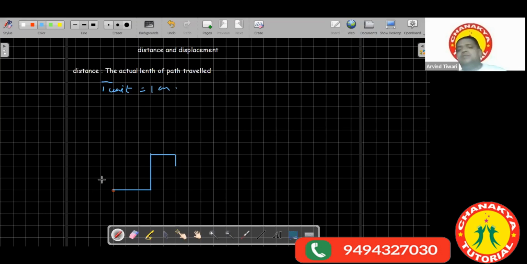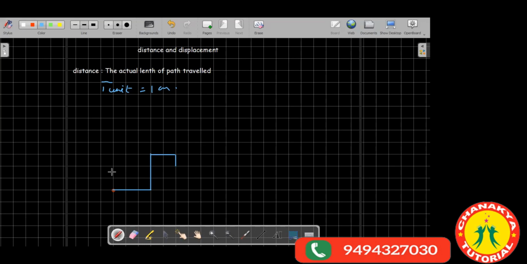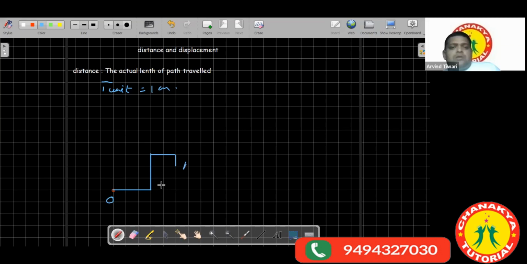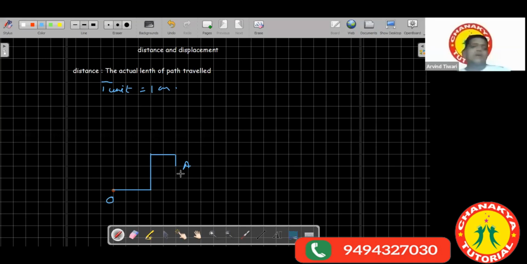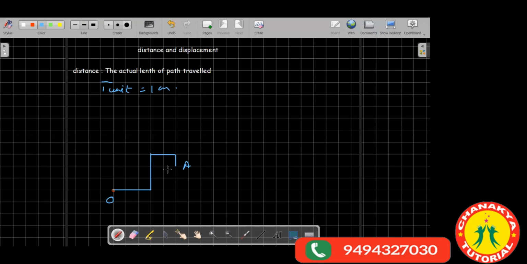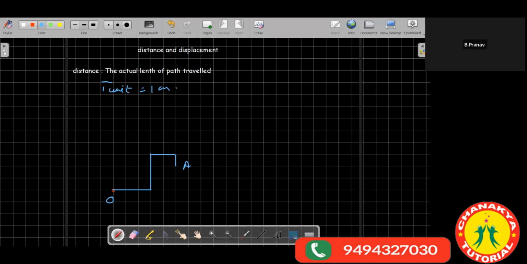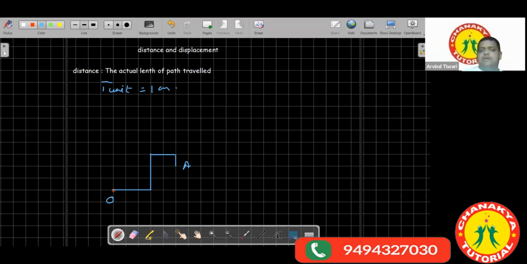Yes, Pranav, what would be the distance traveled? What distance would be traveled in this case, if someone starts from O and travels up to A along the given path? 8 centimeters or 9? 9, sir. Okay. So here we will say that distance is equal to 9 centimeters. It's very simple. We can get what actually we are traveling.